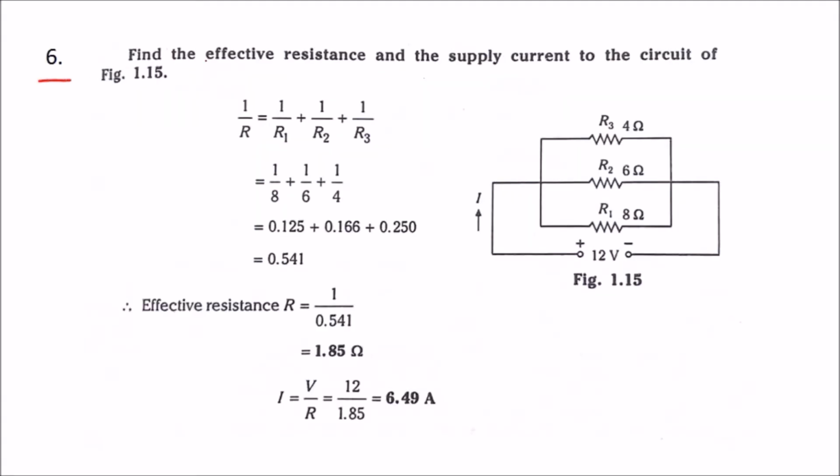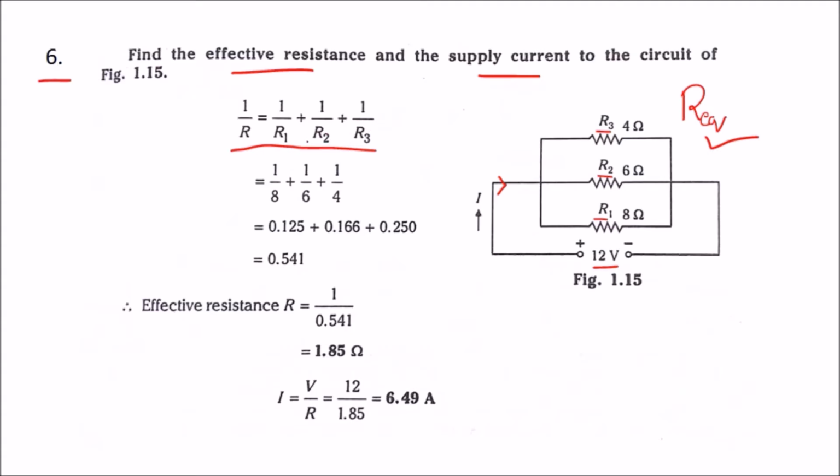Problem number 6. Find the effective resistance and supply current of the circuit shown in figure 1.15. Here 3 resistors are connected in parallel. The supply voltage is 12 volts. Therefore, the voltage across R1 will be 12 volts, voltage across R2 will be 12 volts and voltage across R3 will be 12 volts. So we need to find the equivalent resistance, that is Req, and also we need to find the supply current. As we know, the formula for equivalent resistance is 1 by R is equal to 1 by R1 plus 1 by R2 plus 1 by R3.